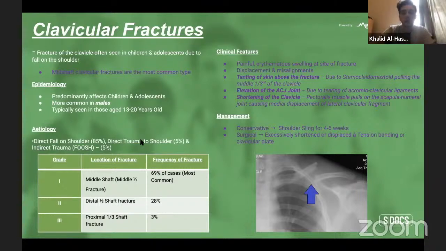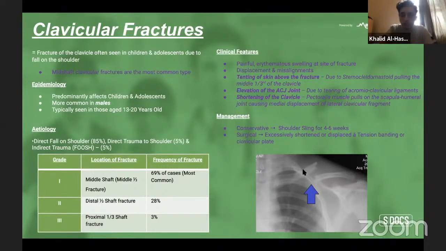We discussed the clinical features of fractures generally in my last video, and we will be repeating them. The things that I've noted in purple are the most important things that I'd recommend you take away from this video. It's generally quite obvious that you would expect the clavicle to be painful with some erythematous swelling at the site of the fracture. There may also be some displacement and misalignment of the two fragments of the clavicle. Tenting of the skin above the fracture.